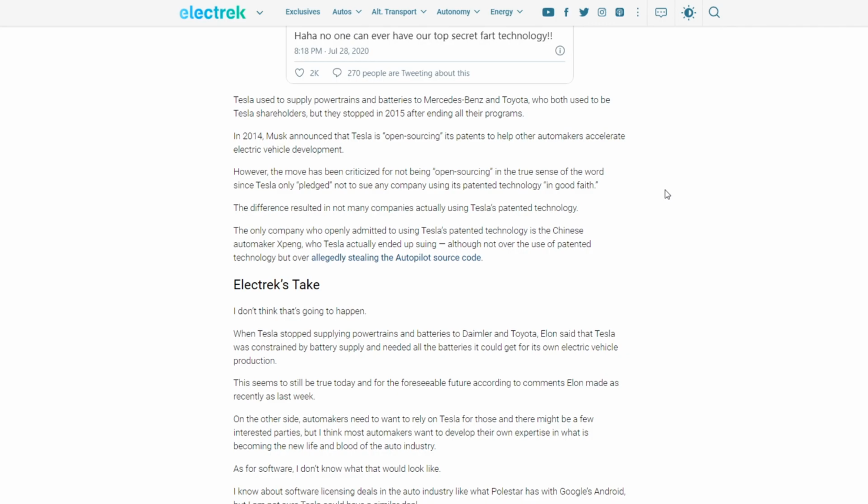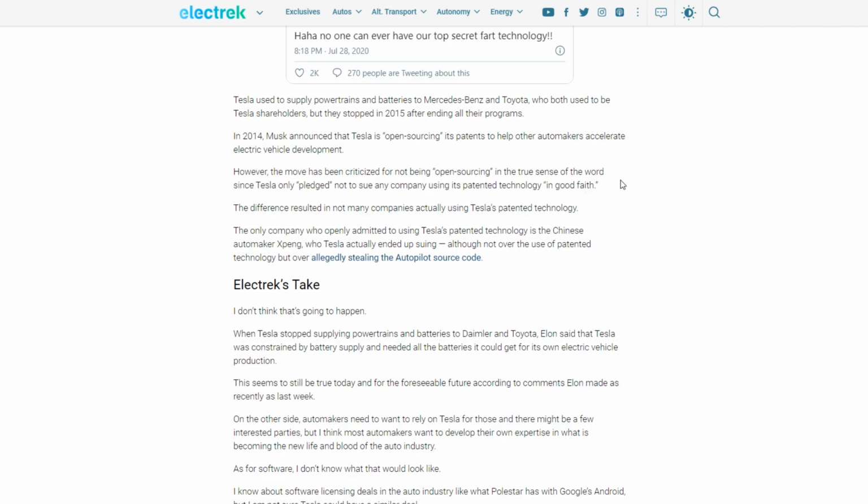So everyone has had a chance so far. Elon Musk has given people many chances, and he is still trying to do so today. And then once again, it says, however, the move has been criticized for not being open sourcing in the true sense of the word, since Tesla only pledged not to sue any company using its patented technology in good faith.